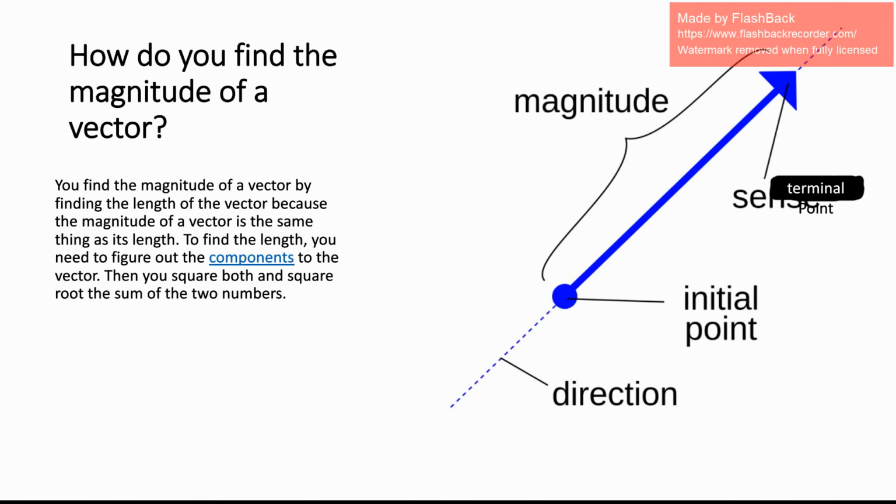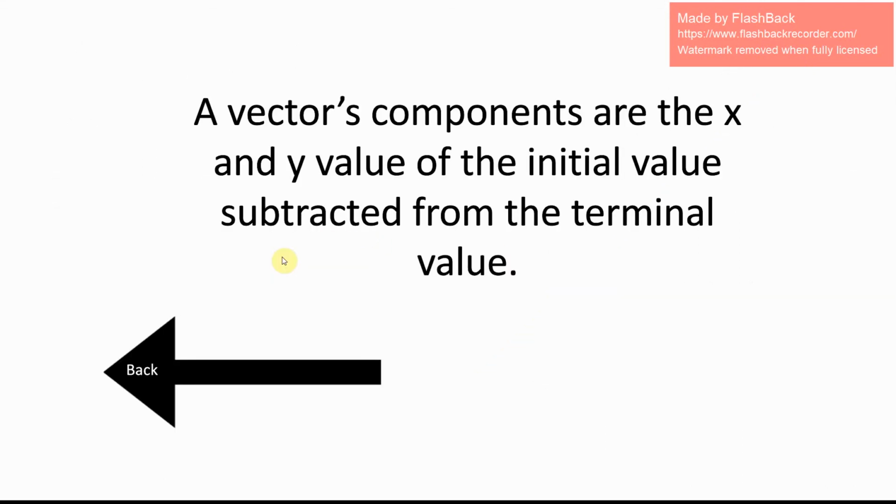You find the magnitude of a vector by finding the length of the vector, because the magnitude of a vector is the same thing as its length. To find the length, you need to figure out the components of the vector. Then you square both and take the square root of the sum of the two numbers. A vector's components are the x and y values of the initial point subtracted from the terminal point.